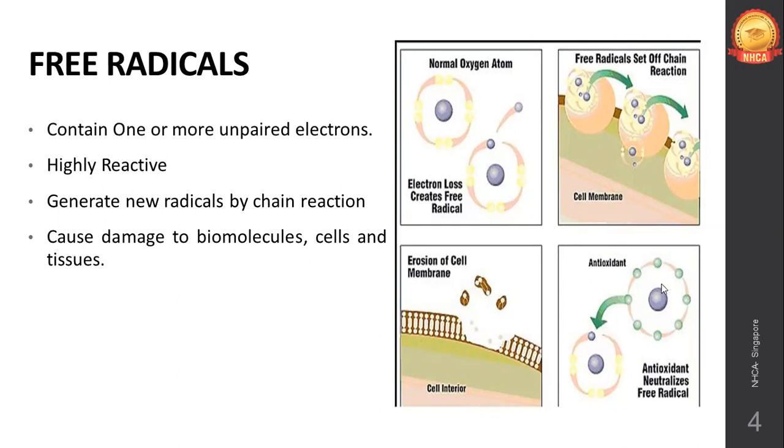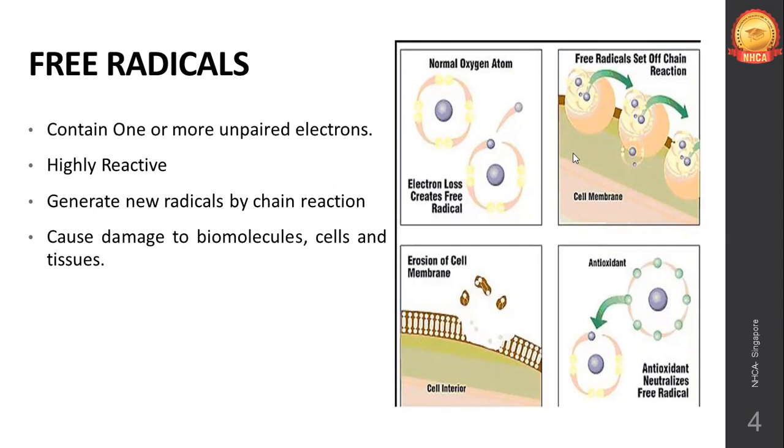stabilize itself. And antioxidants have a lot of electrons. They are ready to sacrifice these electrons just to stabilize the free radicals. So this is how antioxidants prevent cellular destruction by free radicals. Is it clear to all?